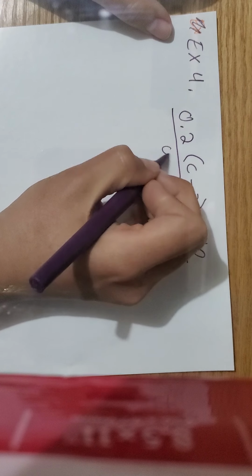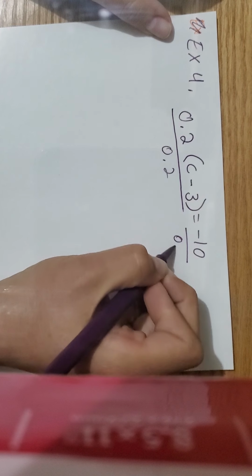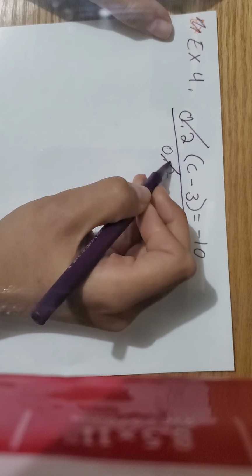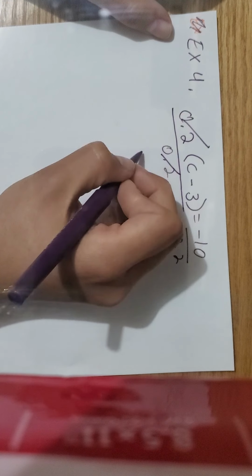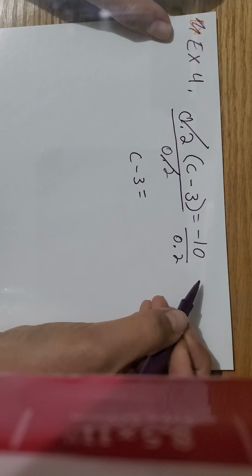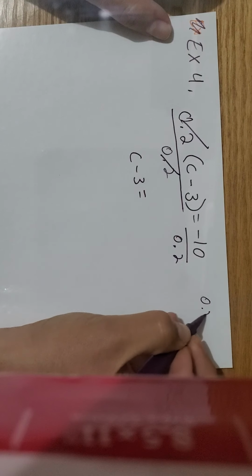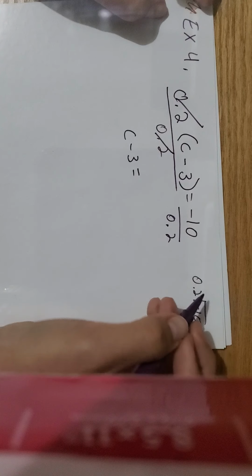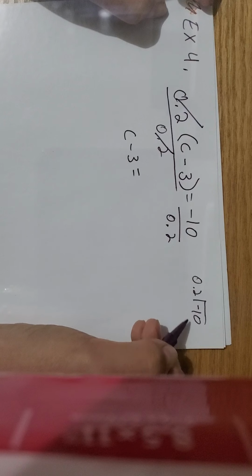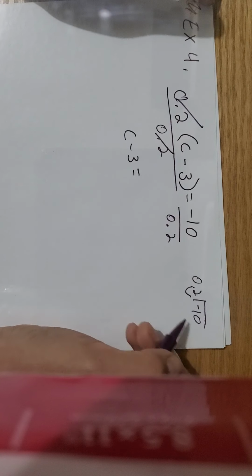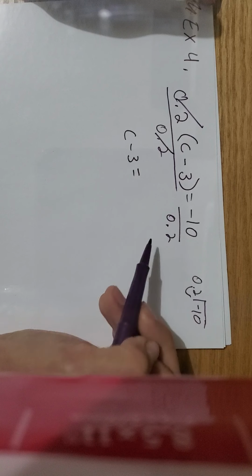You can divide it by 0.2. Okay, this is gone because multiplication and division are opposites. So now you only have c minus 3 equals, over here, 0.2 goes outside the house, negative 10 goes inside. Okay, so remember to do decimal division, you move the decimal one place. You have a calculator at home, so you can just simply divide negative 10 by 0.2.